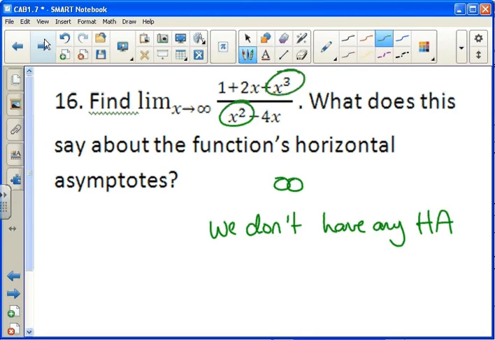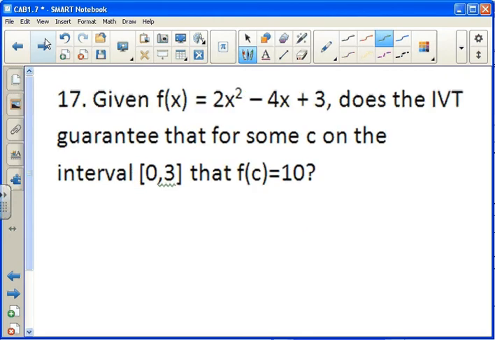17. Given the function 2x squared minus 4x plus 3, does the intermediate value theorem guarantee that for some c on the interval 0 to 3, that f of c would equal 10? Well, first make sure your function is continuous, and 2x squared minus 4x plus 3 would be. It's just a basic parabola, nothing weird, so it is continuous.